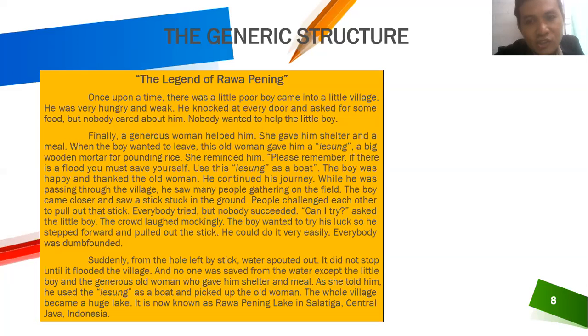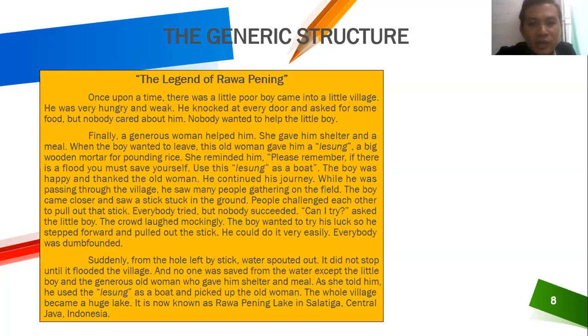People challenged each other to pull out that stick. Jadi orang-orang saling menantang untuk siapa yang bisa mencabut tongkat itu dari tanah. Everybody tried, but nobody succeeded. No one was successful. And then, can I try? asked the little boy. The crowd laughed mockingly, tertawa dengan mengejek.